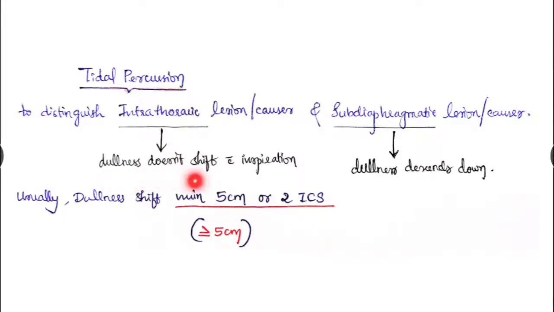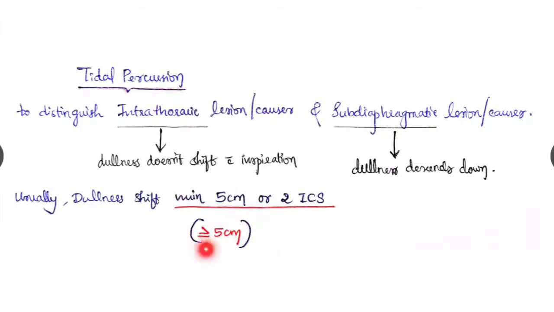And the dullness doesn't shift with inspiration if it is an intrathoracic lesion, but if it is a subdiaphragmatic lesion, during inspiration the dullness descends down along with the diaphragm. Usually a dullness shift of a minimum of 5 centimeters, or 2 intercostal spaces, is seen. So greater than or equal to 5 centimeters is the normal tidal percussion.